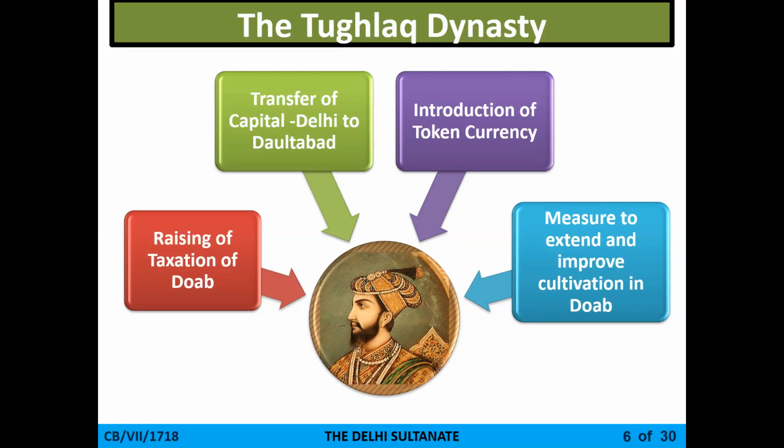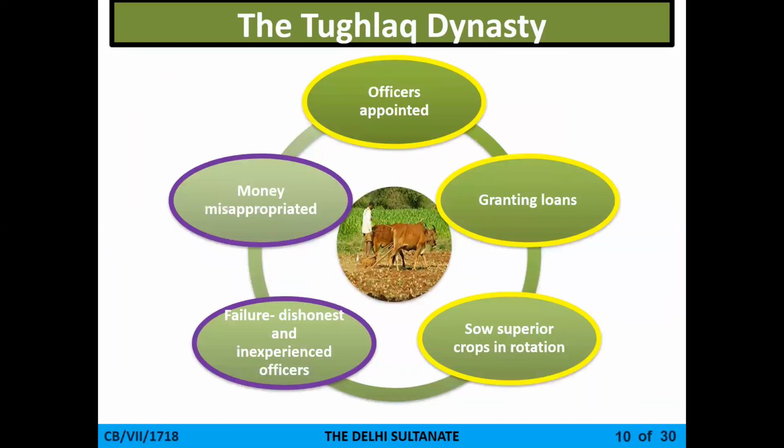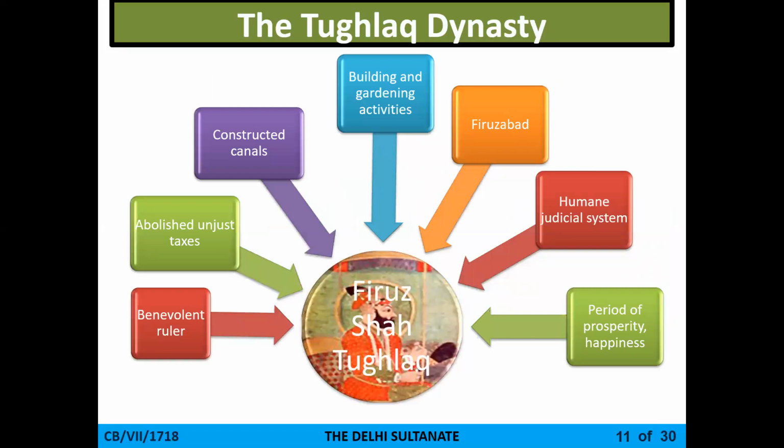Muhammad bin Tughlaq died suddenly, which urged the nobles to nominate his cousin Firuz Shah Tughlaq to the throne. Firuz Shah was a benevolent ruler. He abolished many unjust taxes levied by his predecessors. His predecessor was Muhammad bin Tughlaq, who raised the taxes. He even started taking extra taxes also.